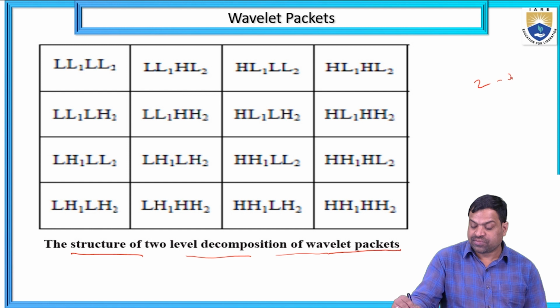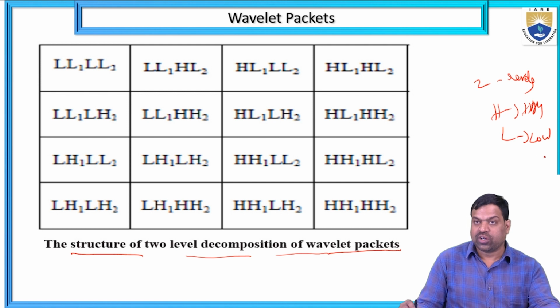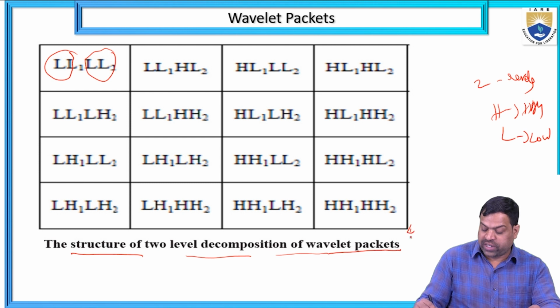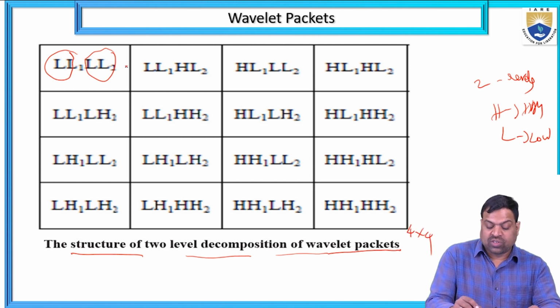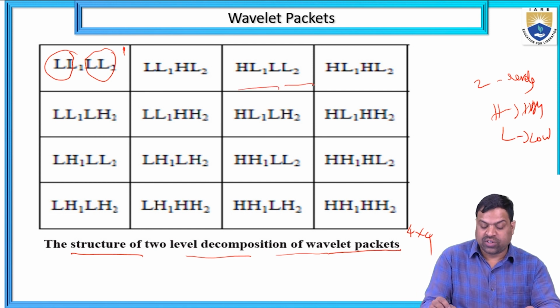Two levels means high and low levels. Okay, two levels. First L equal to low and H equal to high. So two levels means suppose LL, two levels, LL, another two levels. Okay, so here I am taking the 4x4 matrix. In the 4x4, the first row is LL1, LL2, LL1, HL2, and so on.